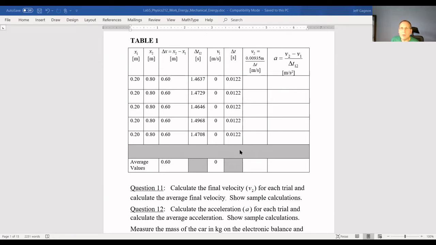Then I want you to compute the acceleration. This is really the formula for the average acceleration, but we know the acceleration is constant as it accelerates down that flat track. So the acceleration is simply going to be the change in velocity over the change in time. So it'll be v2 minus v1, which is 0, and then divided by the time, and the time it takes to travel was the time it takes to travel that entire 0.6 meters. So it'll be this time right here. So you're going to compute the acceleration and then find the average acceleration.